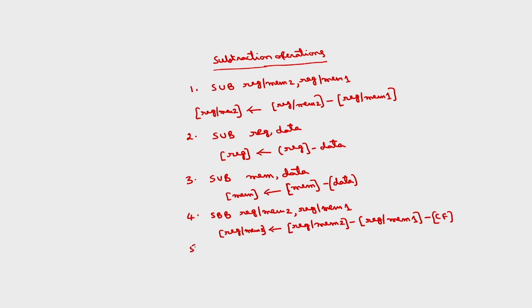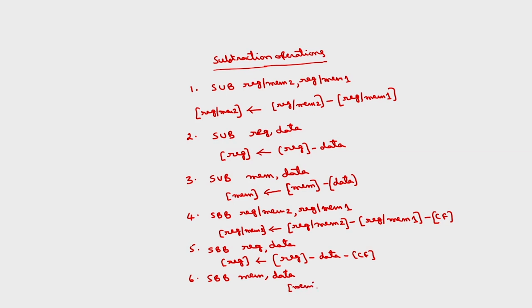Similarly for the other two instructions: SBB register comma data. So register contents minus data minus carry flag is stored in the register. Next one is memory comma data. So data is subtracted from the memory along with carry, and the result is stored back to the memory. So, just 6 subtraction instructions.